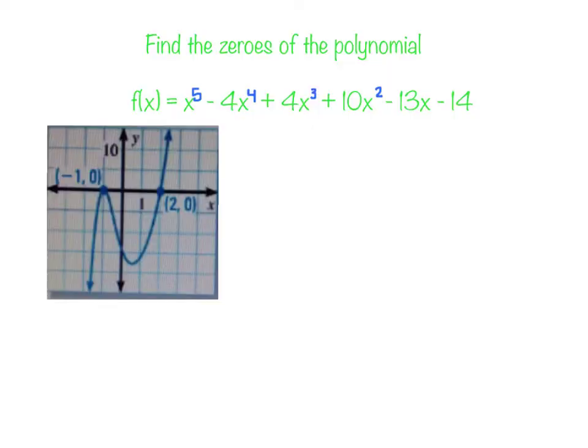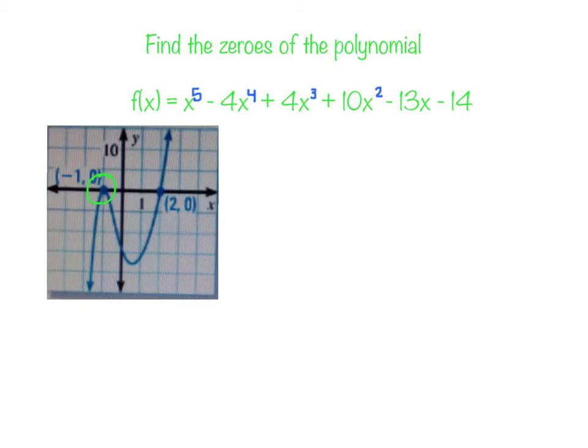Okay, so now we're going to find the zeros of this polynomial. Obviously, it's a quintic, it's degree 5, so it's going to have 5 solutions, but if you look at the graph, which is the graph of this function, there are only 2 solutions visible. But I think you probably can tell that this is going to be a double root.